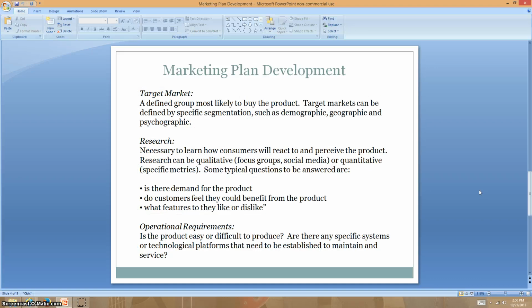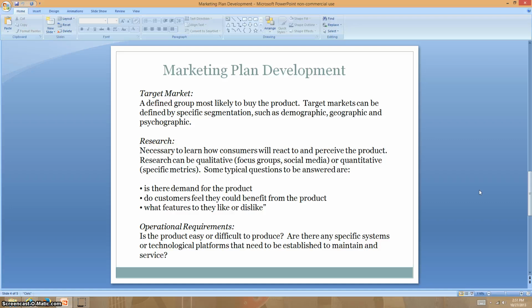Target market. That's the defined group that's most likely to buy your product. Target markets can be defined by different segmentations such as demographic, which is how people think and how people act. Geographic, obviously, what area do they live in? And psychographic, as far as what makes them tick, what sort of cultural parameters are going to make them receptive or not receptive to your product.